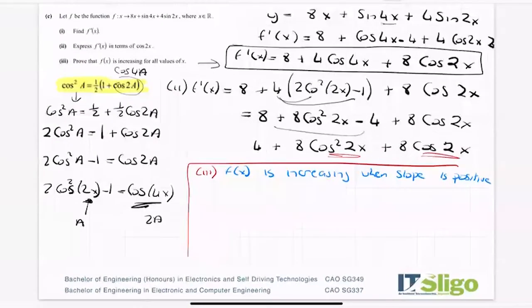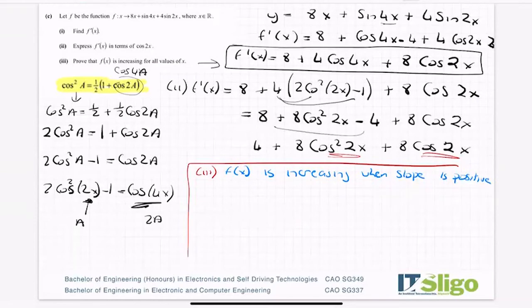So that's why back here I'm saying f of x, the original function, is increasing for as long as slope is positive. So this is telling me to prove that f of x is increasing for all values of x. What I need to prove is that you can never get a negative slope from dy dx. Okay.